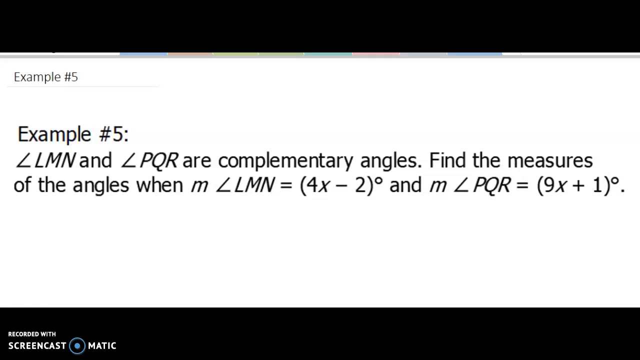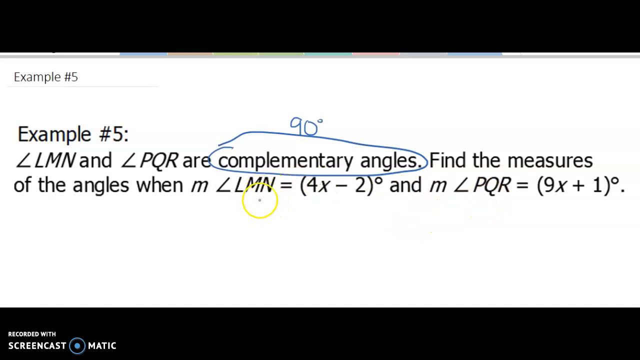All right, on to example 5. It says angle LMN and angle PQR are complementary angles. Once again, here's our vocab word. Ask yourself, what does complementary mean? All right, complementary means they add to 90 degrees. There's your vocab. There's our key to success in this word problem.